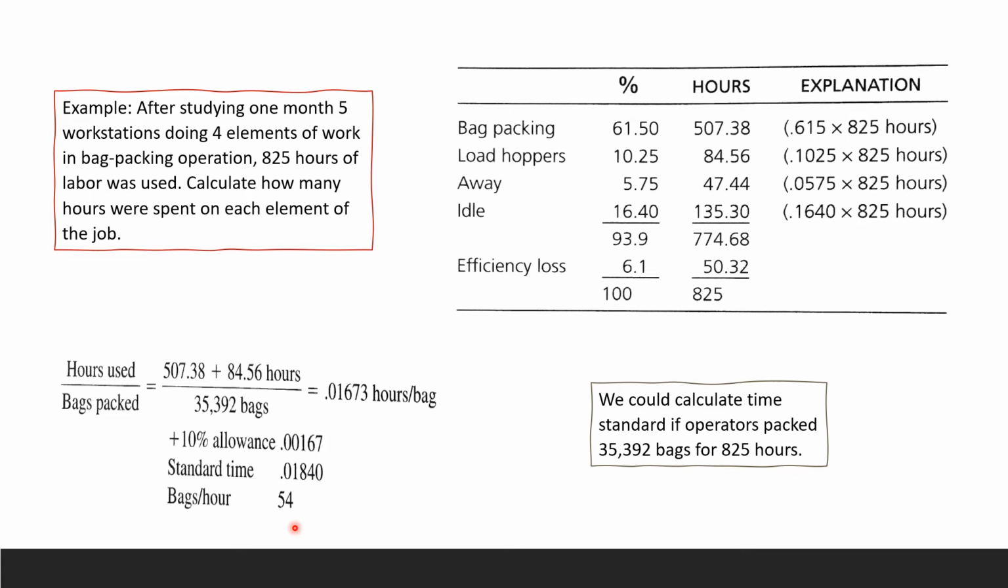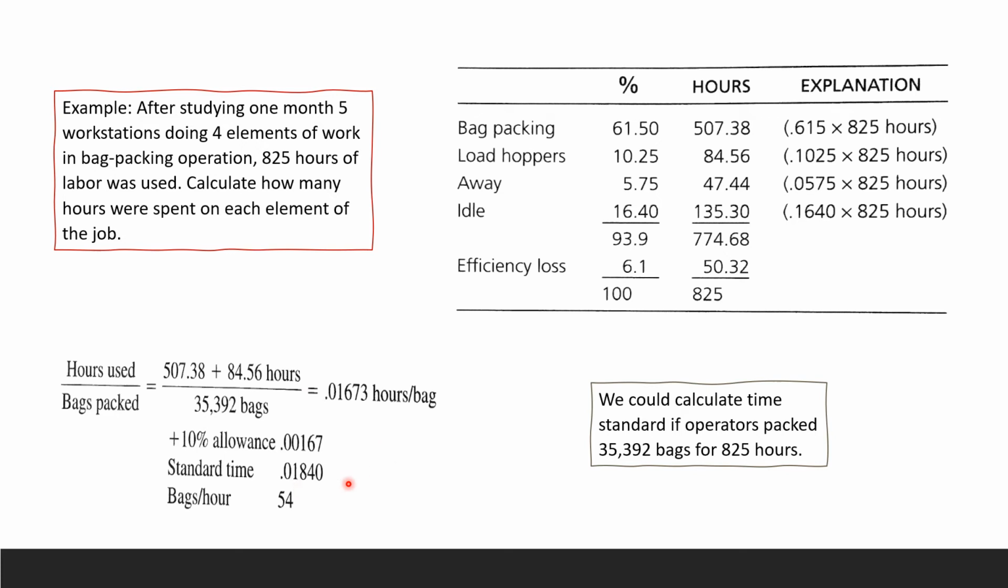One student always asks me, how did you get this? You flip it. This is 0.01673 hours per bag. When you flip it, you get bag divided by 0.01673. There is a 1 in front of bag. If there is nothing with the bag, that means instantly you know there's a hidden 1 in front of it. So therefore 1 divided by 0.01673. That's how we do it.